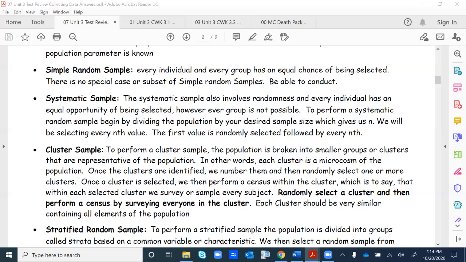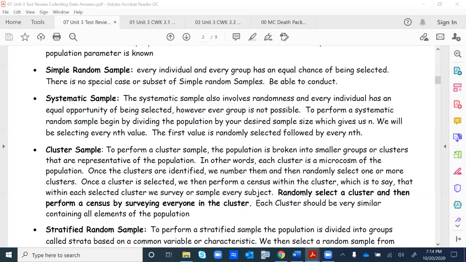The next part is not. Every group has an equal chance of being selected. Every group has an equal chance of being selected when we're talking about a simple random sample. And that distinguishes it from all other types.